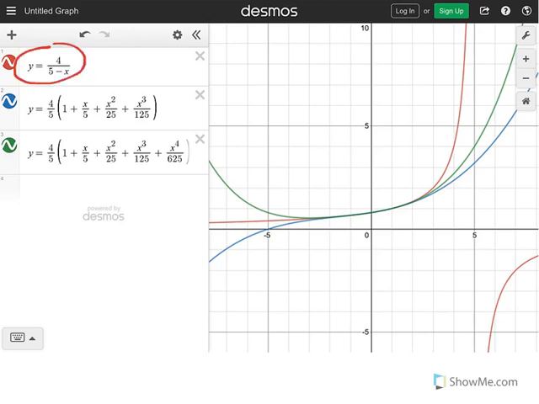So this is the graph of the function f. It's in red. So you can see the graph of the function f in red.